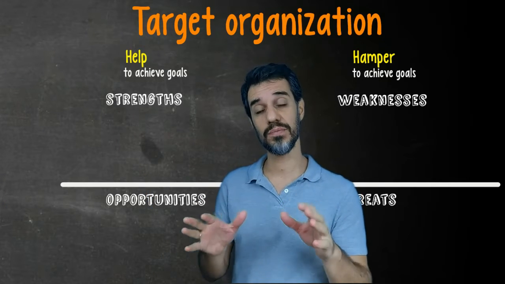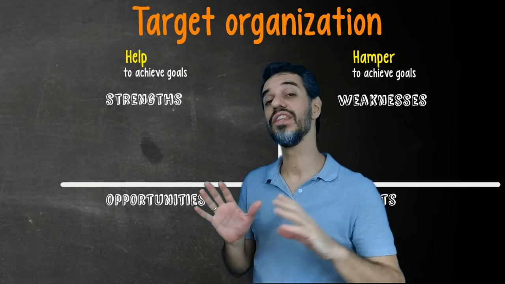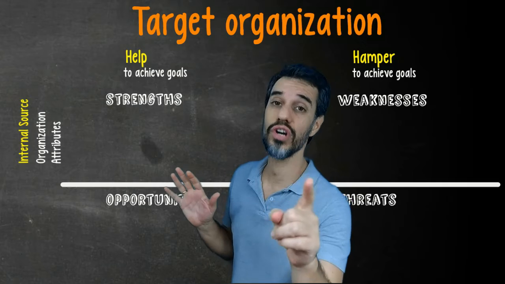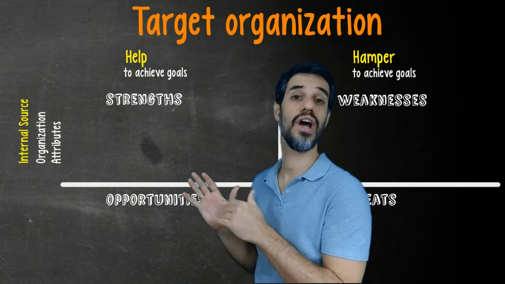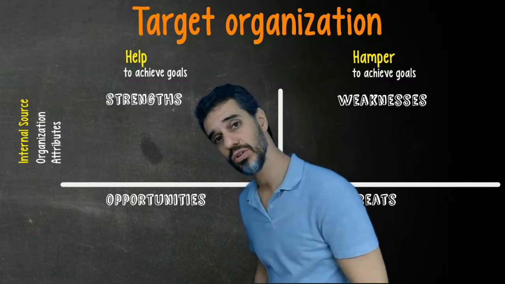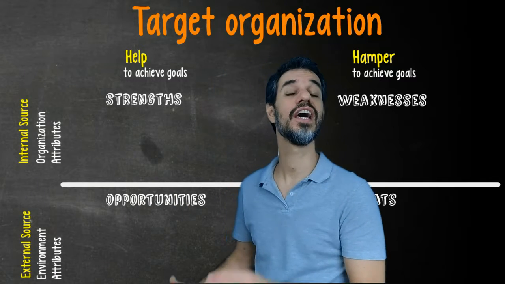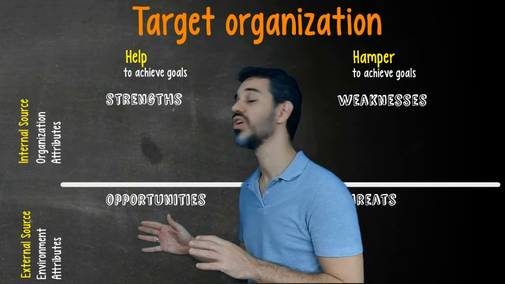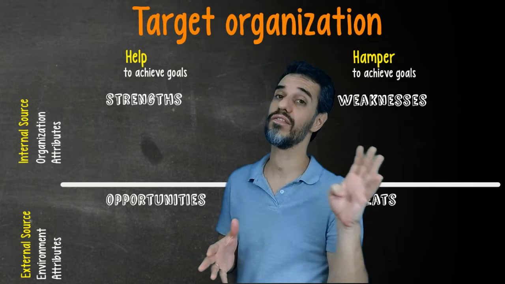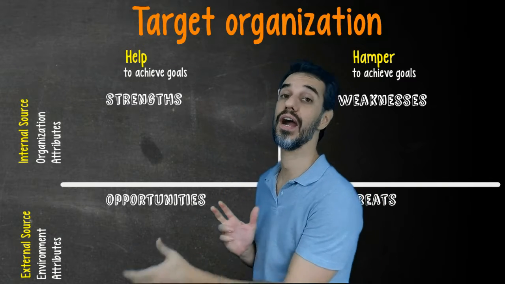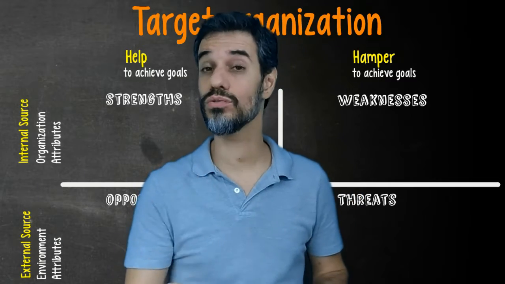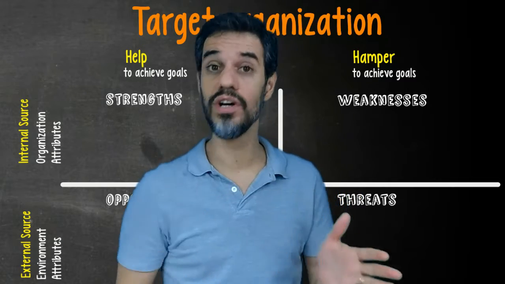When you look at this matrix by rows, the first row is about the internal source, attributes of your organization that help you or hamper you to achieve your goals. And in the bottom row, you are going to target the external source, attributes of the environment, not internal to your organization, but of the environment that helps you or that harms you to achieve your goals. Let me show you a little list of questions that may help you to fill in this matrix.